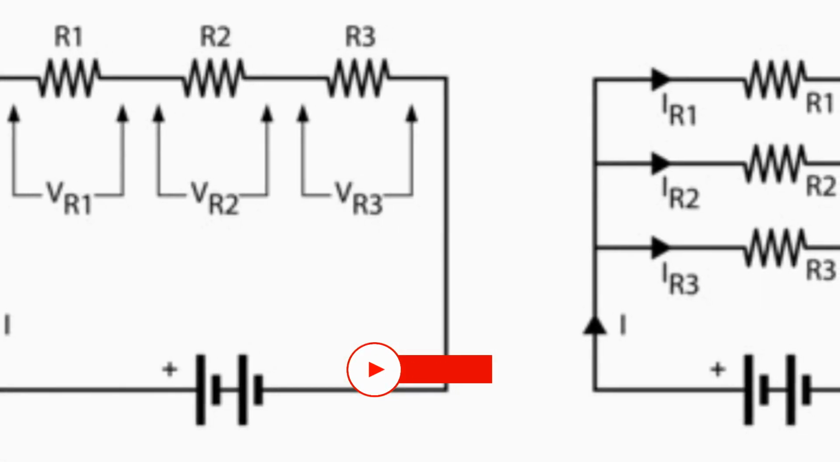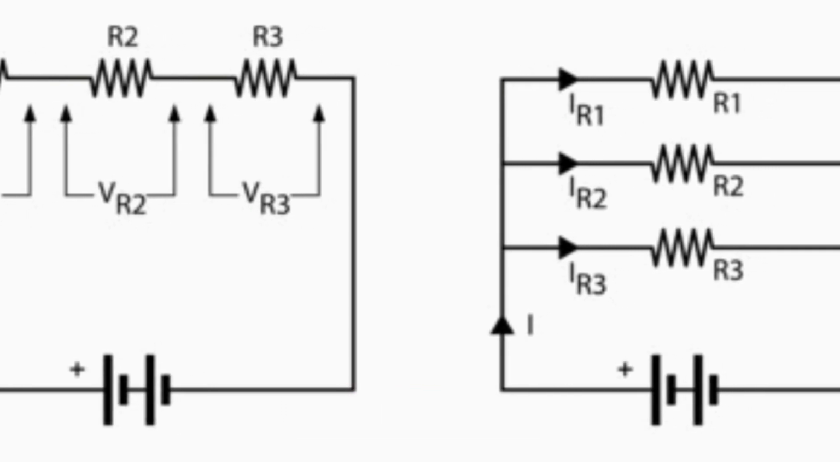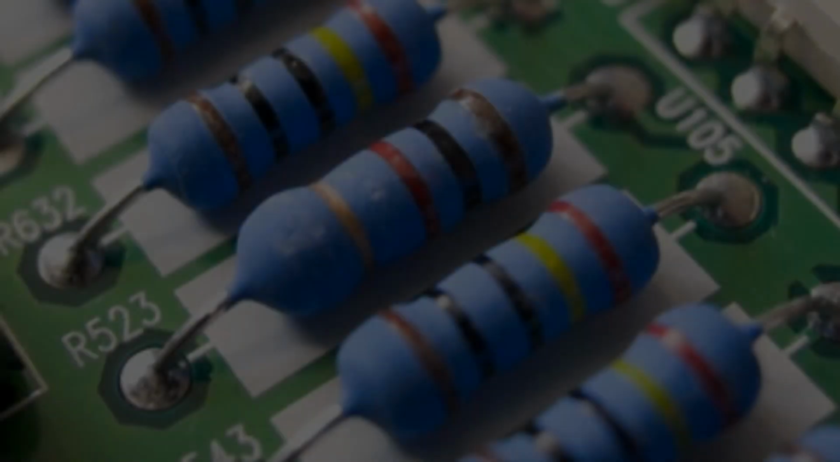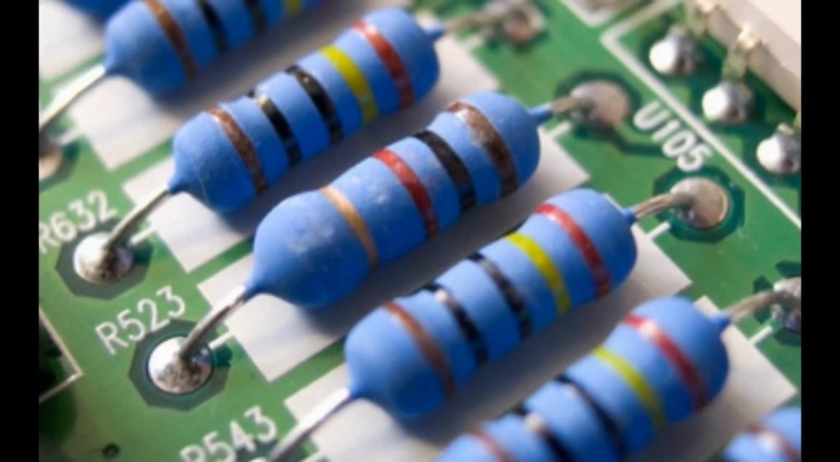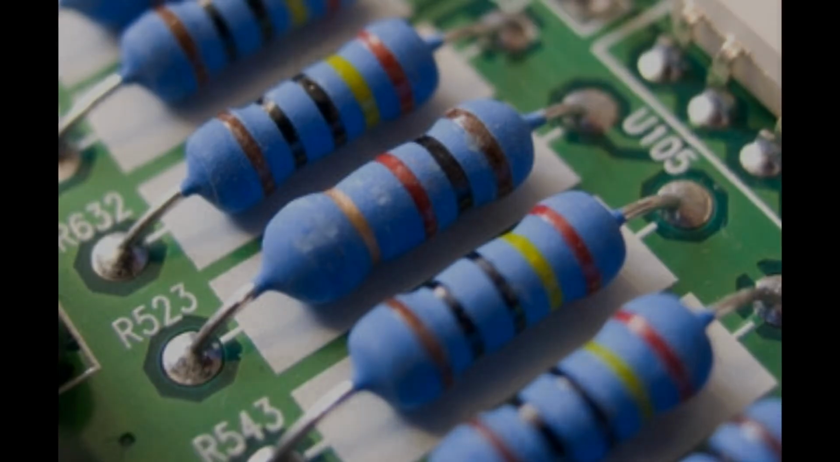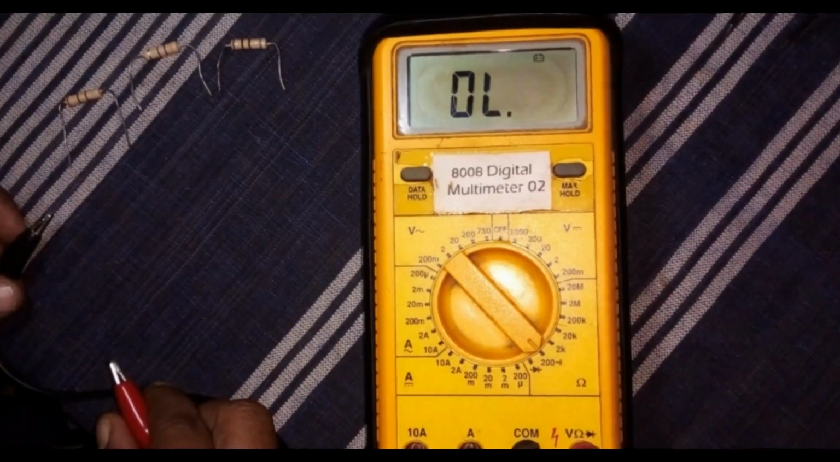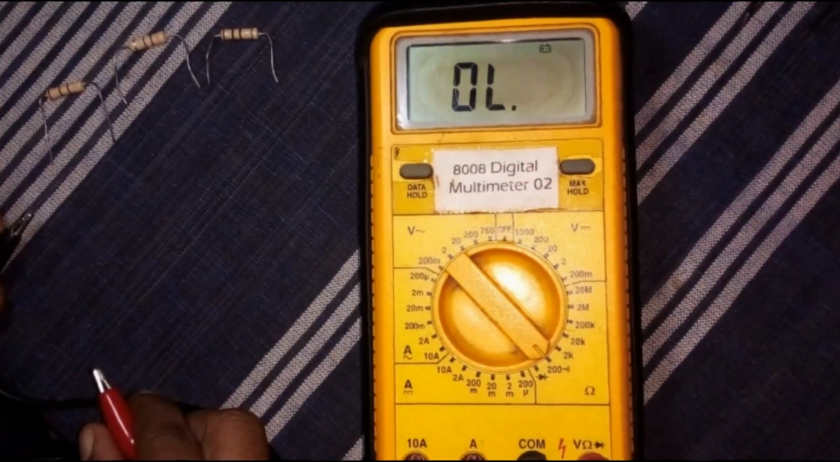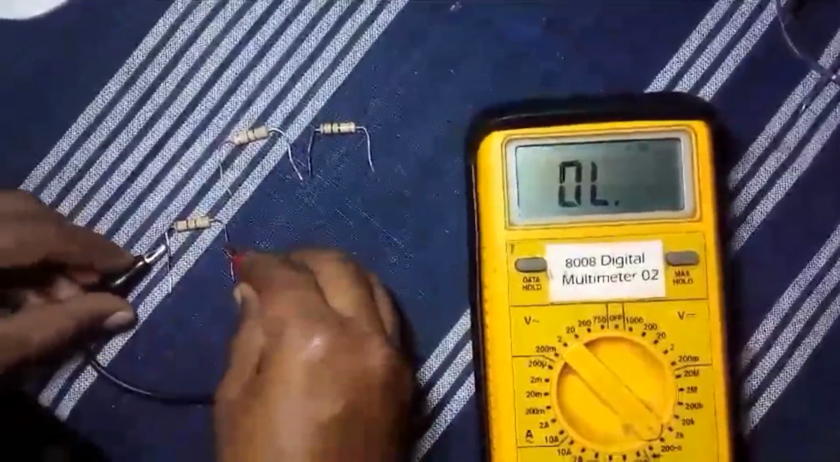Now, let's move to the practical aspect of checking and calculating equivalent resistance. To get started, you will need a circuit with resistors in series and/or parallel, a digital multimeter, pen and paper for calculations.